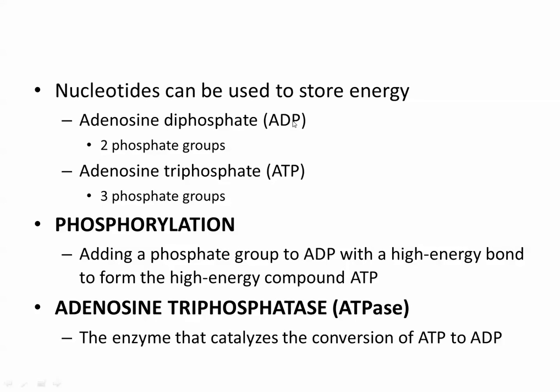So this phosphate is added through a process called phosphorylation, which, not surprisingly, is adding a phosphate to something. In this case, we're adding a phosphate to ADP with a high energy bond to form ATP. This is the highest energy bond that we're going to see in this type of construct. So ATP is a very common energy source. We'll see it in muscle. When we study the muscle chapter, we'll see it a lot in that chapter.